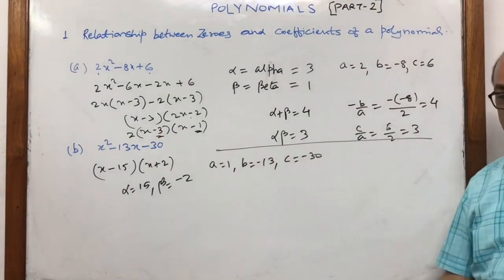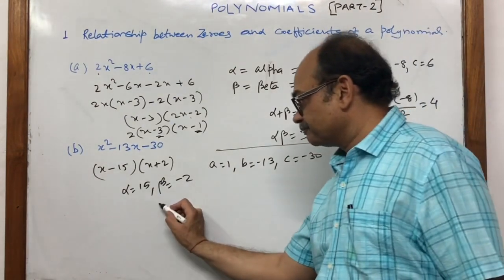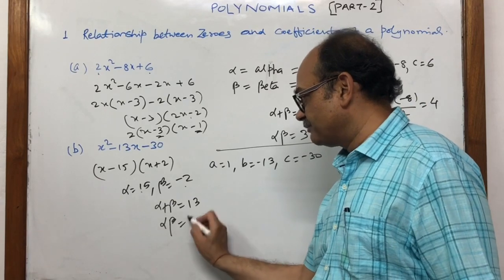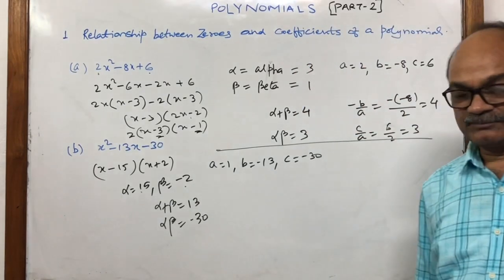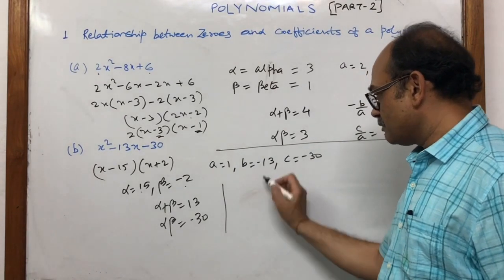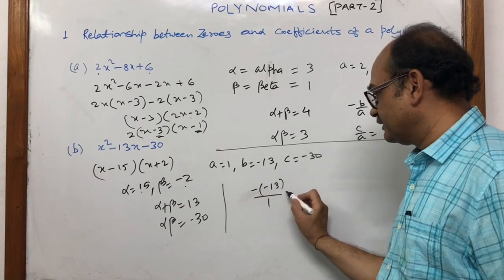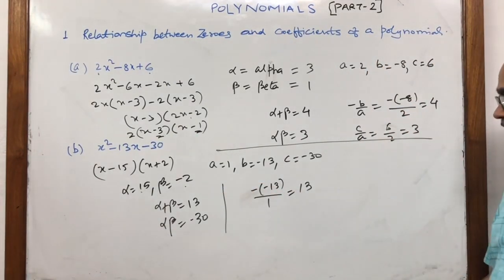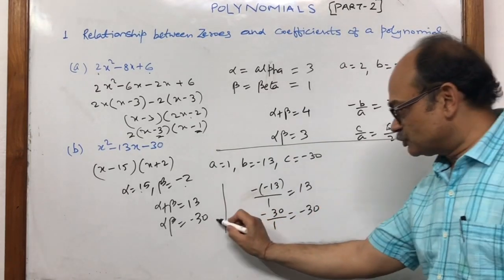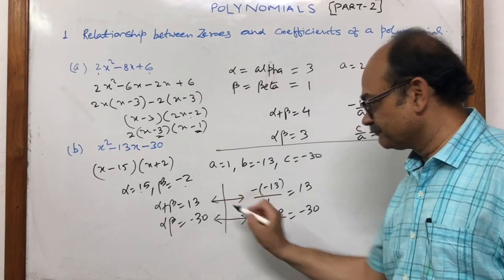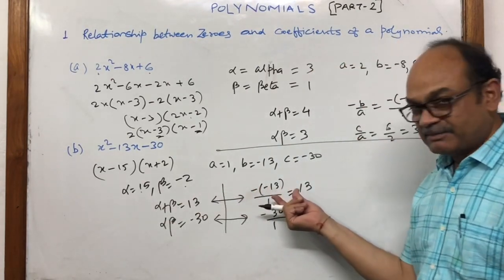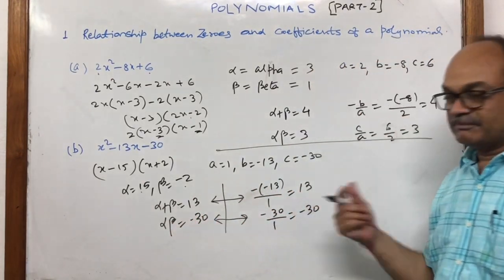Now apply the same formula. Sum alpha plus beta is 13 and alpha beta is minus 30. Now we check. Alpha plus beta is minus b by a, 13, and c by a. These two are same. These two are same. It means the sum of the zeros is nothing but minus b by a, and product of the zeros is nothing but c by a.